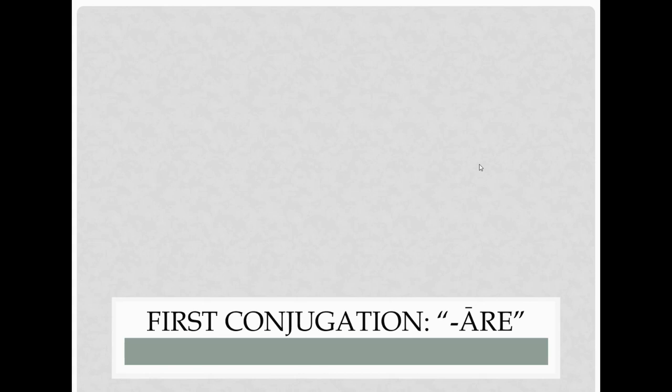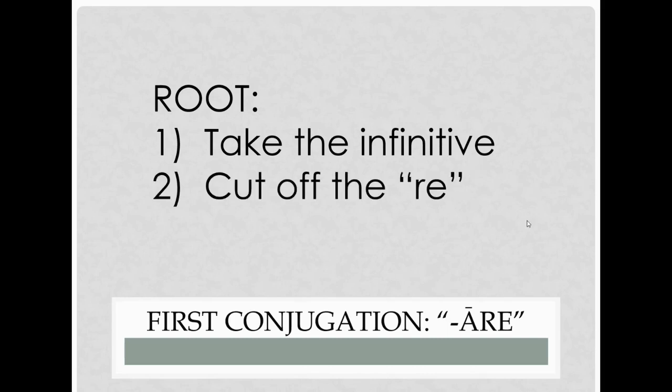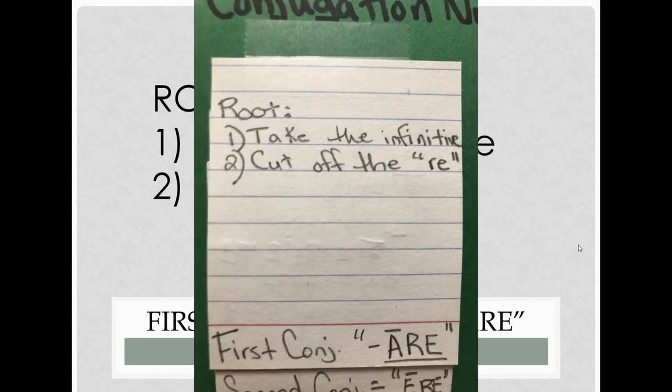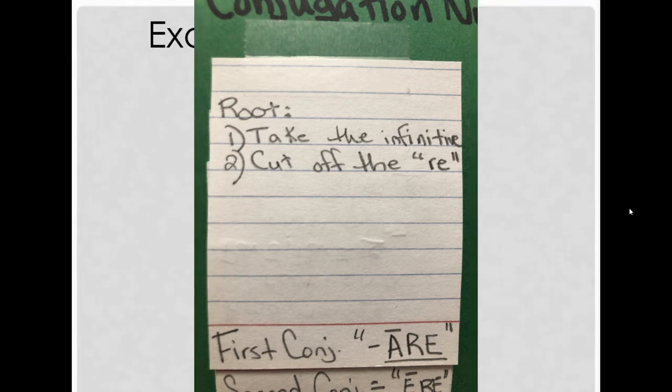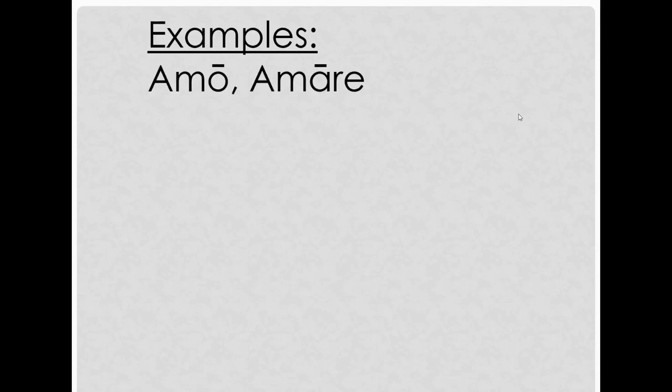On the note card part itself, you are going to write the word root. Then write step 1, take the infinitive. Step 2, cut off the RE. Now I'm going to move along because this is a video and you can pause it. So pause it here, finish the front of the note card, and then flip the note card to the back. On the back of the note card, write the word examples, and then write the verb amo, amare.